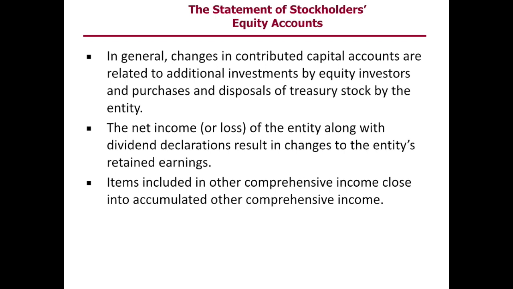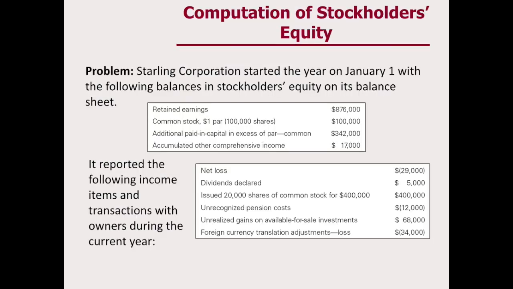So now we're going to take a look at an actual example of creating a statement of stockholders' equity. Here we have Starling Corporation. They started the year on January 1st with the following balances in stockholders' equity on its balance sheet. We have our retained earnings, our common stock, which has a $1 par value, and we issued 100,000 shares. We have additional paid-in capital in excess of par, so we obviously issued our stock above par. And we have accumulated other comprehensive income.